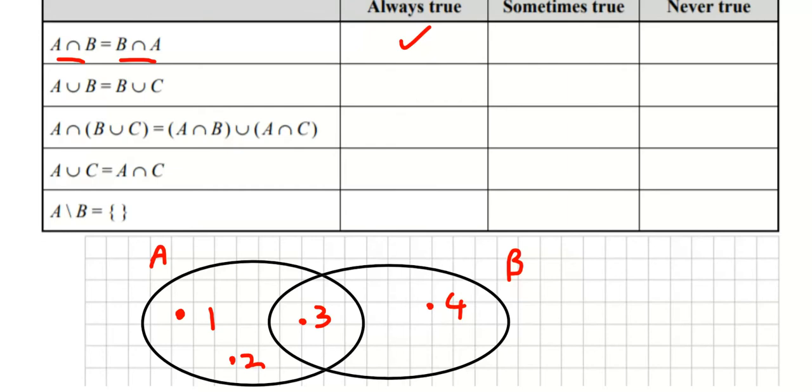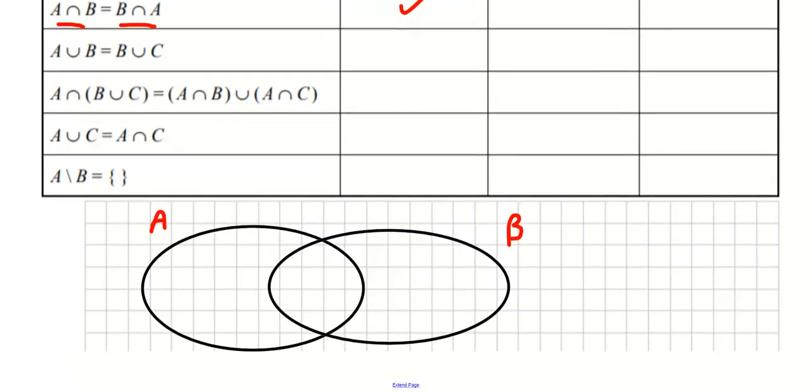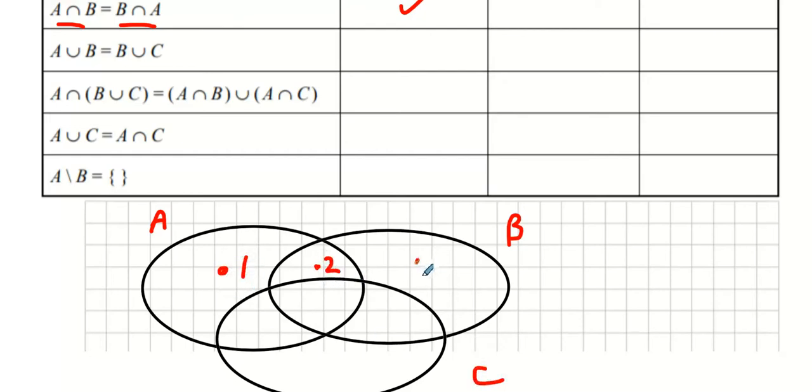Okay. Next one we're going to look at is a triple, which has A, B, and C in it. So just think of a standard diagram and put 1 in each section: 1, 2, 3, 4, 5, 6, and 7. Is A union B the same as B union C? Well, we can see clearly in this case it's not.